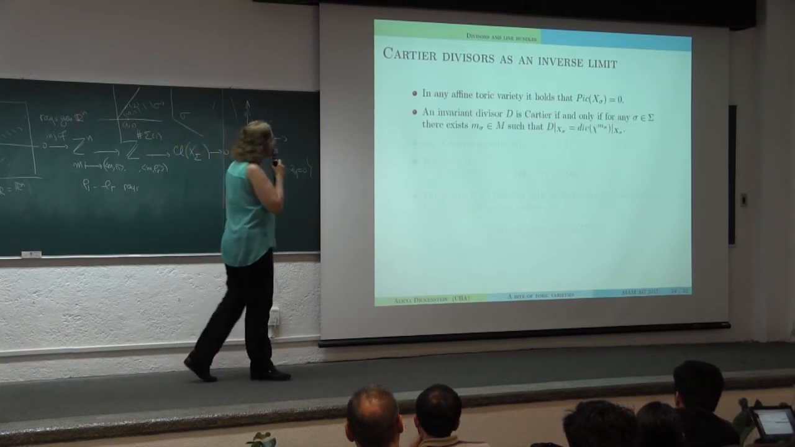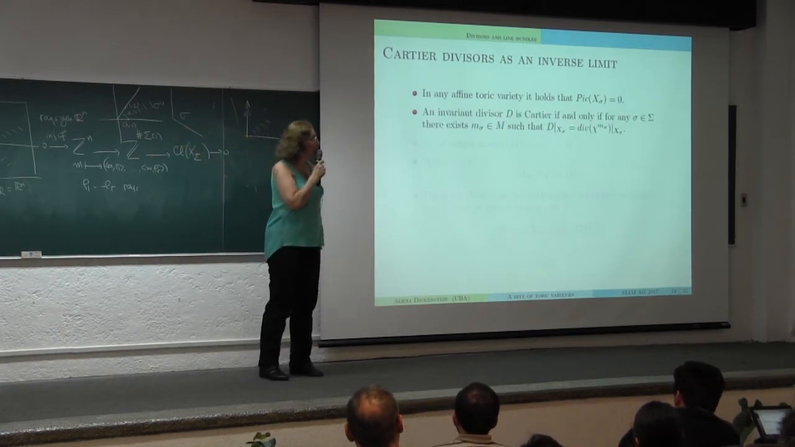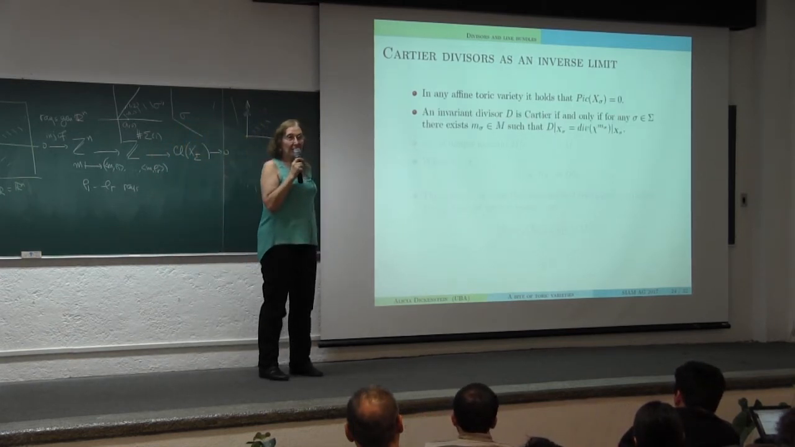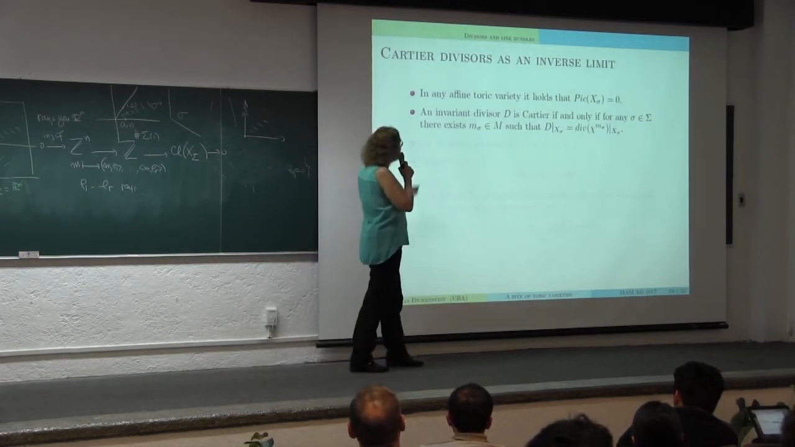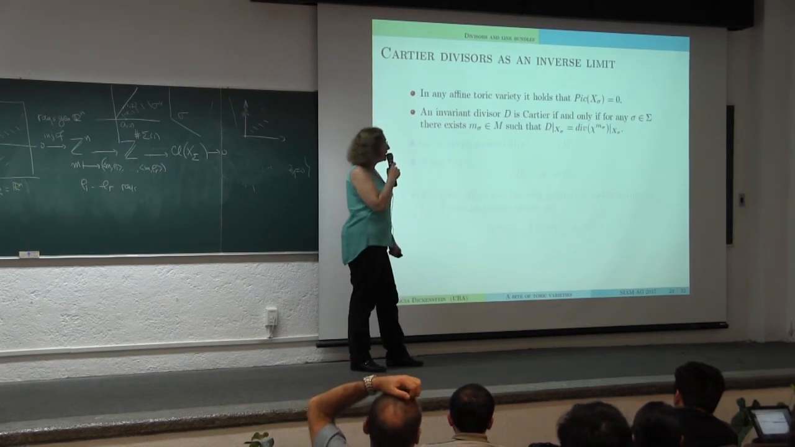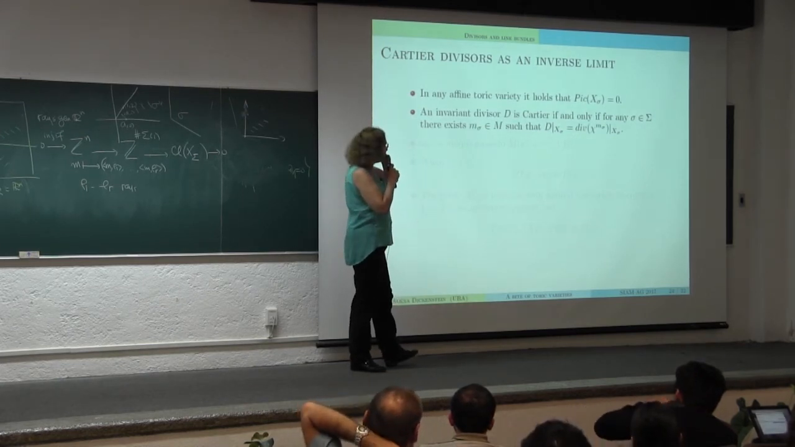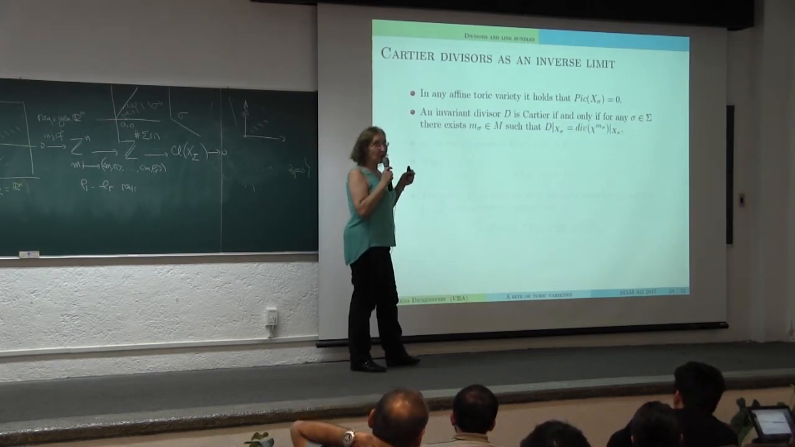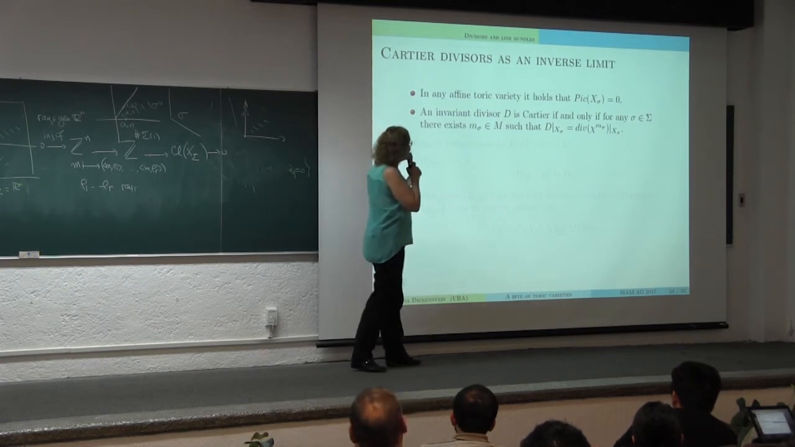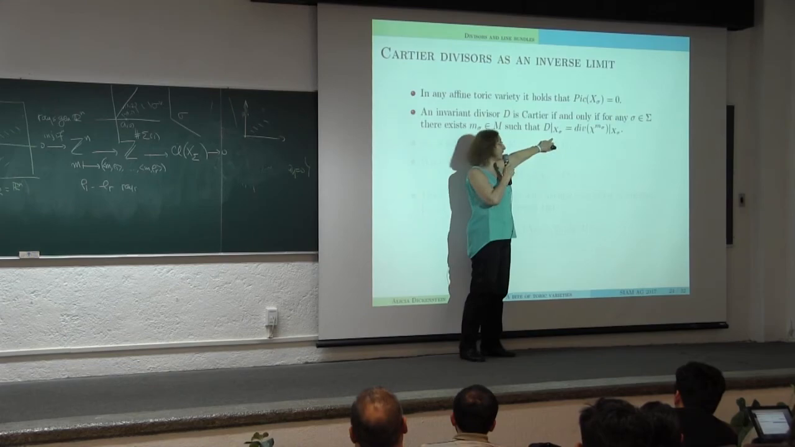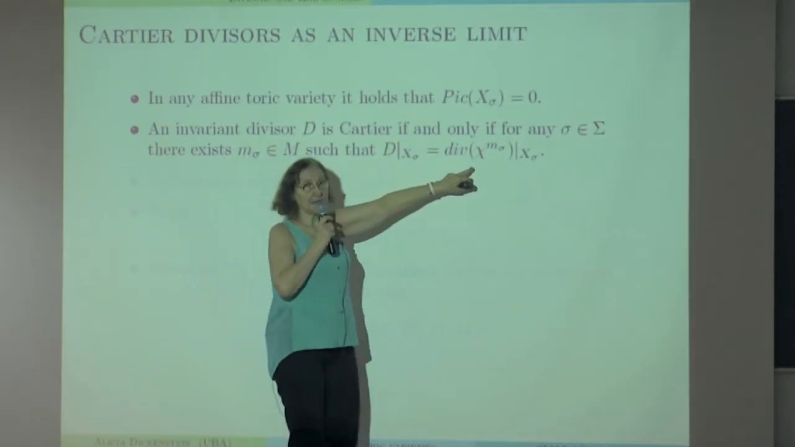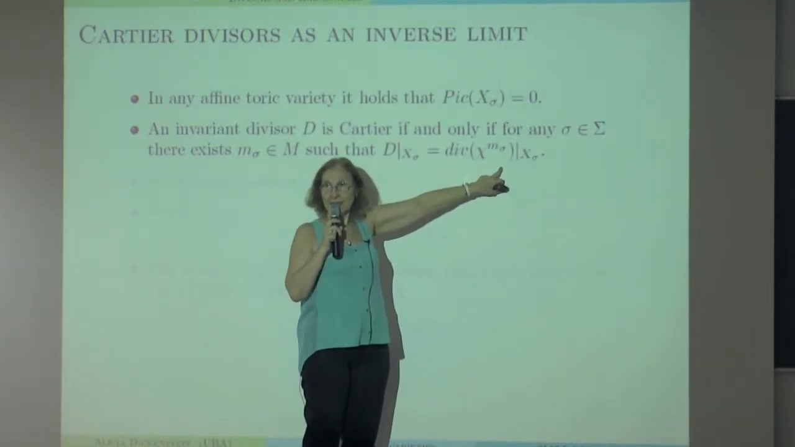So in any affine toric variety, it's not difficult to see that the Picard group of X_sigma is 0, since it's affine. And then, when is an invariant divisor Cartier? It's if and only if, for any cone sigma, there is a lattice point m such that the restriction of D to X_sigma is the divisor of the character of m on X_sigma.